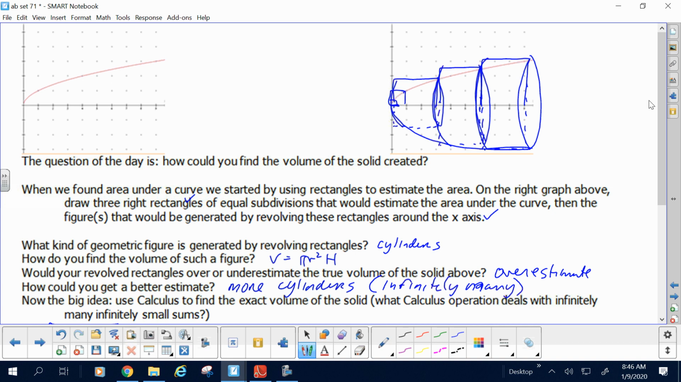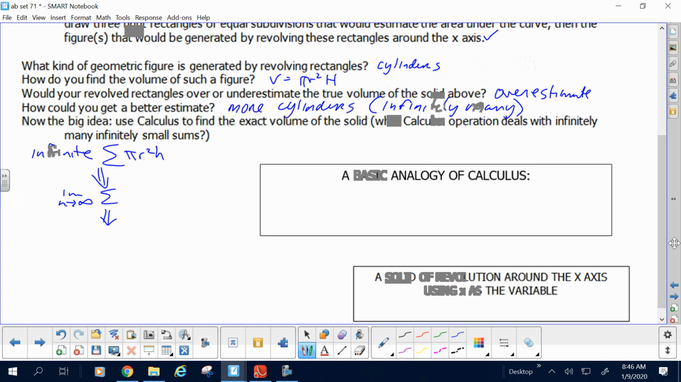So, Tyler said integral. That's true. Infinitely small, infinitely many is an integral. That's what infinitely small, infinitely many does, yeah? Yes. And then dx or dr? Would it be dx or dr? Neither. dx. Okay, we have an answer.